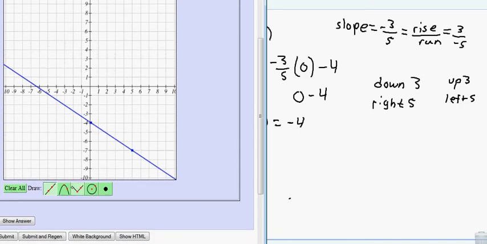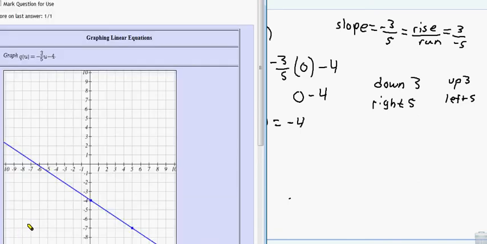So I'm going to go down here and hit submit, and after hitting submit, it says, you can't see because it's kind of cut off here, but it says score on last answer 1 out of 1, which means I got it correct.